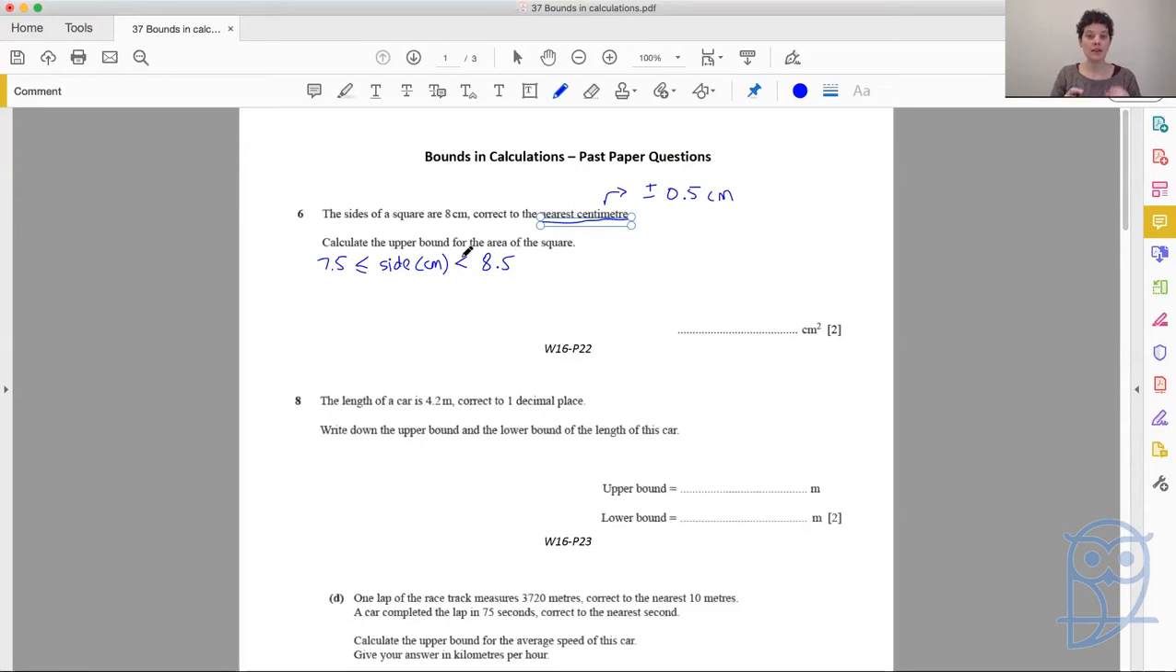So now we have to think, calculate the upper bound for the area of the square. How would we get the biggest area? The biggest area would come from the biggest sides. So upper for area equals 8.5, and it's a square, so it's just 8.5 times 8.5, which gives us 72.25.